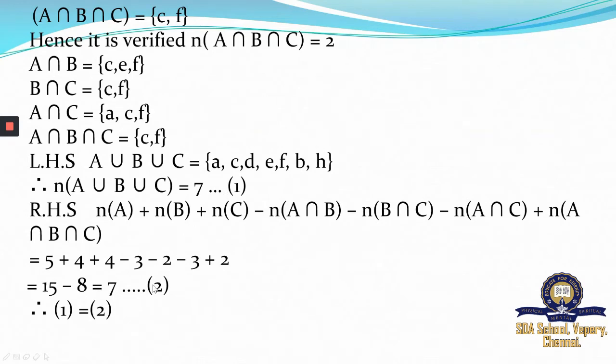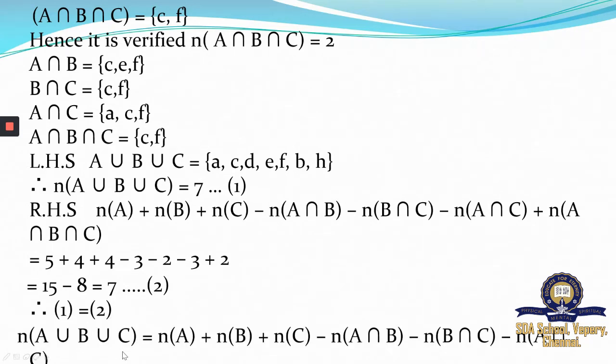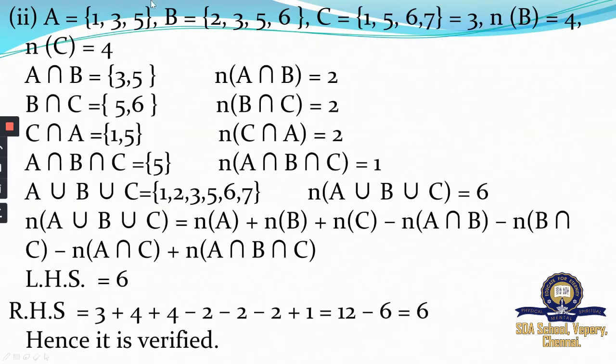Now carefully observe equation 1 and equation 2. You get both the answers the same, right? Hence equation 1 is equal to equation 2. We have hence proved that N of A union B union C equals N of A plus N of B plus N of C minus N of A intersection B minus N of B intersection C minus N of A intersection C plus N of A intersection B intersection C. Got it, students?